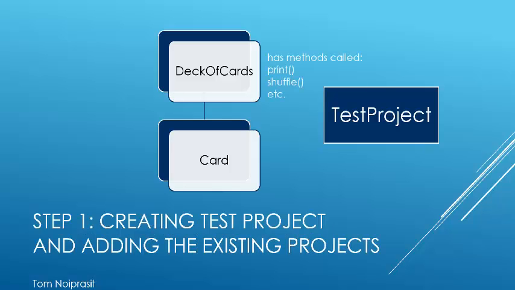Just to let you know, I wanted to write a test project for deck of cards. Inside, deck of cards has a few other methods, one being print, the other one is shuffle. That's the one I want to test. So step one is to create a test project, and then I'll add the existing projects to it.